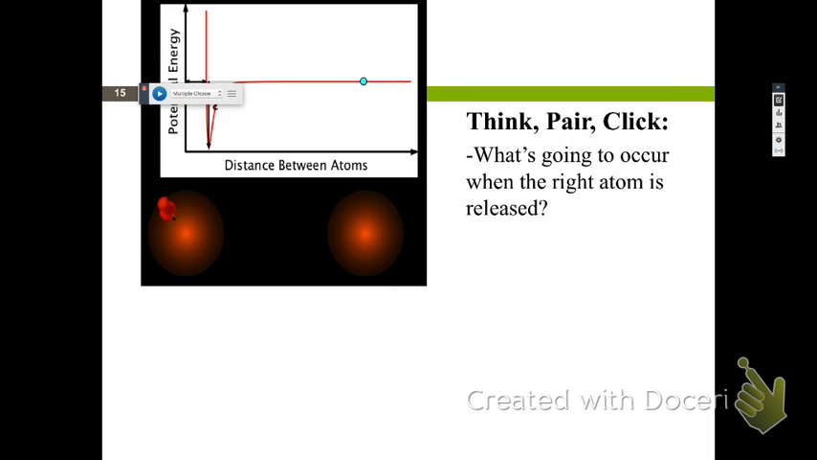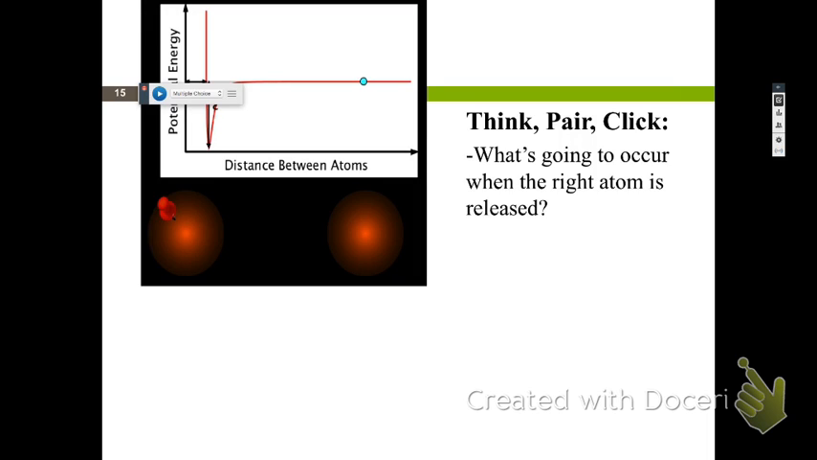So the simulation, just to orient you, there's two atoms right here. One of them has a pin in them and is not going to move, this left one. The one on the right is free to move. We're holding it still, and at some point we're going to release that pin, or release the one on the right, and the question is, what's going to happen to it?